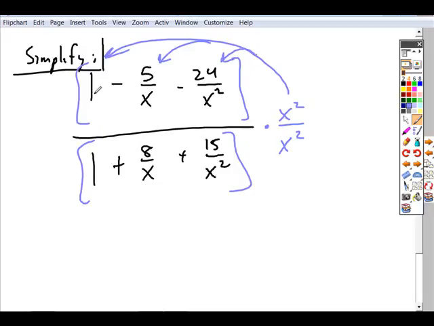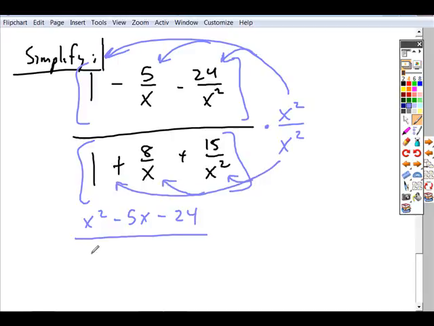okay, what do we get in the first term here? X squared. What do we get as our second term here? Minus 5, and then one of the x's cancels here, leaving an x. And then what do we get as our last term? 24. Okay, and that's all over. Now remember, all of these denominators cancel. So now we move to the bottom and we distribute this.